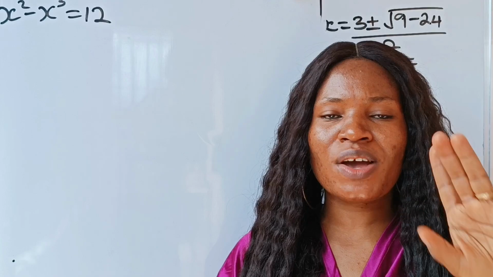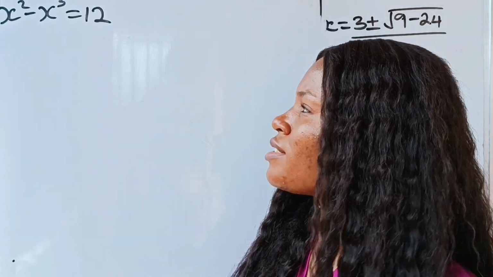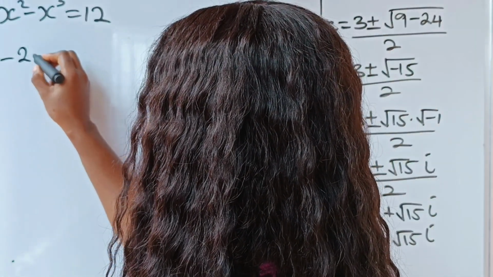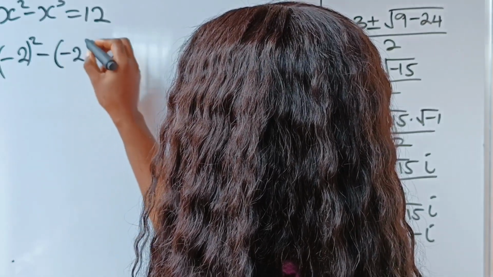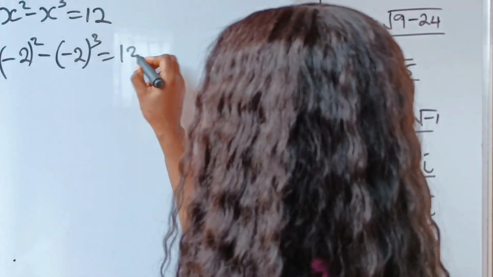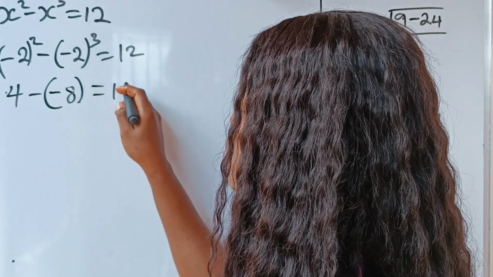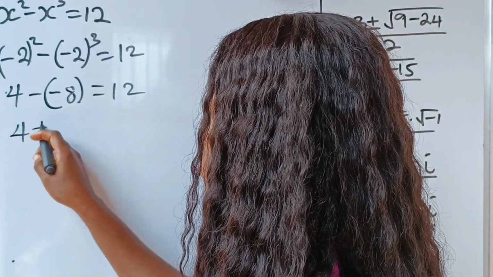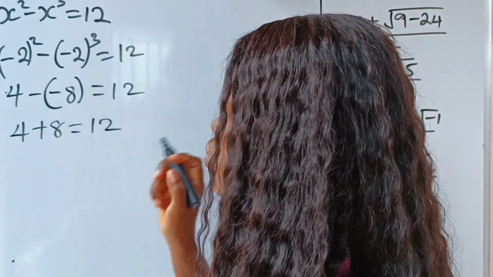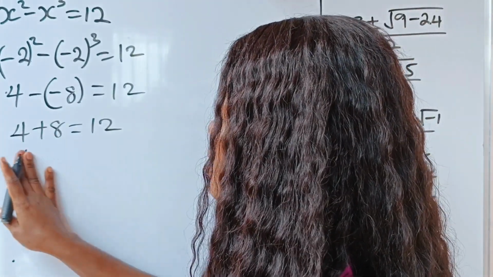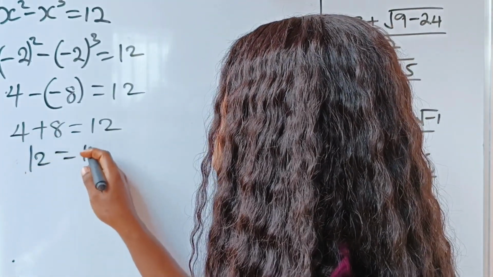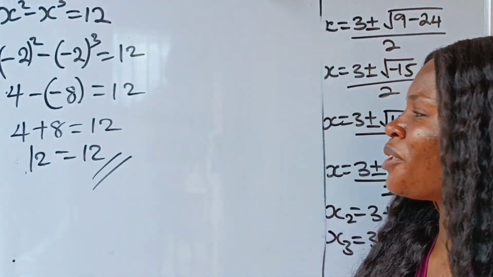Now our x, the first real value of x, is minus 2. Let's substitute. So we have minus 2 squared, minus 2 to the power of 3 is equal to 12, plus 8 is equal to 12. So we have 4 plus 8 is equal to 12. Minus times minus will give us plus. So we have that 12 is equal to 12. And this proves that our solution is right.